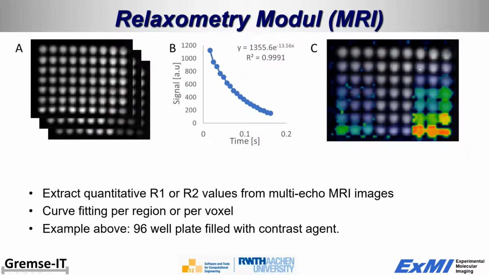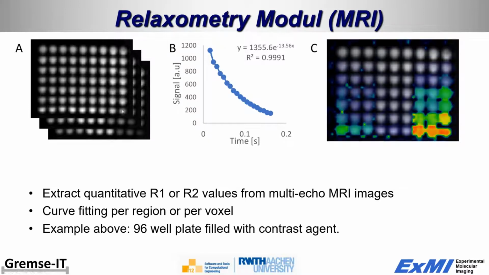Then there's a relaxometry module. Relaxometry is an MRI technique, and you acquire multi-echo scans, and then you are interested in the curve of a region or of a voxel here, because it's an exponential curve. What you actually would like to have is this exponent here, which is the R value of the relaxometry. In this case, it's the R2 value because it was a T2 multi-echo sequence. And then you get a map of these coefficients. So it's computed for every voxel, and you can use it for quantification.